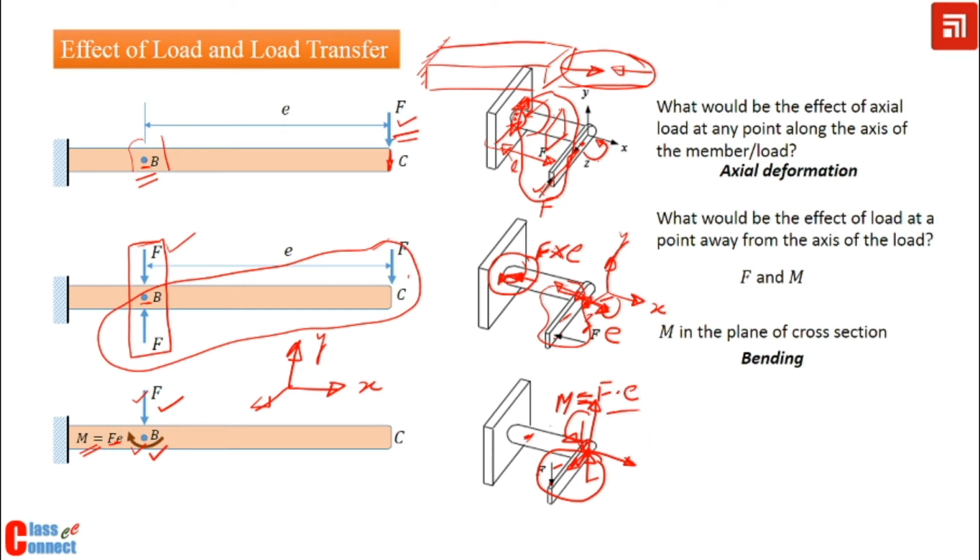Whenever a moment is acting in the plane of cross section, then it will induce twisting, and whenever a moment is acting in the plane which is perpendicular to the plane of cross section, then it is bending. There can be bending in two planes because one plane is the plane of cross section and there are two other planes which will be the bending planes.